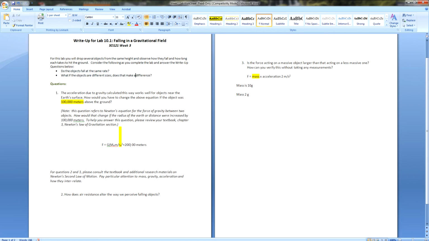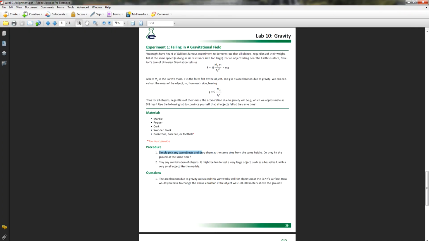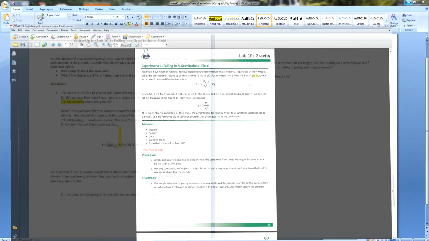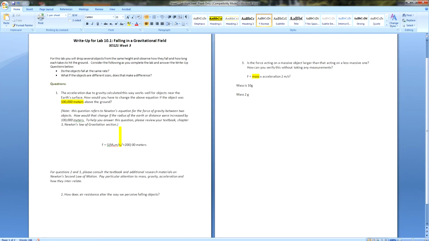Quickly on the first question here, that says the acceleration due to gravity calculated this way works well for objects near the Earth's surface. How would you have to change the above equation, which is this equation right here, or this one? It's just being written in different formats. But how would you change this equation to reflect a change if you increase the height of the object by 100 meters above the ground?